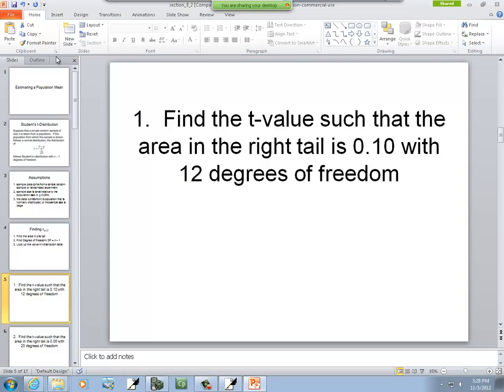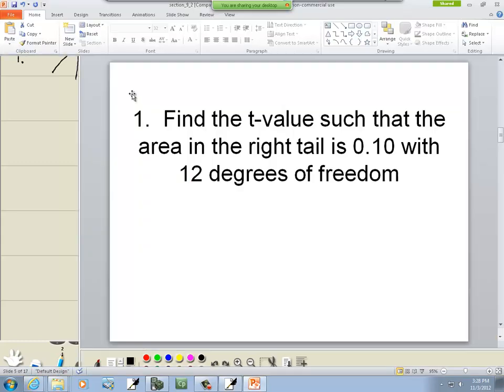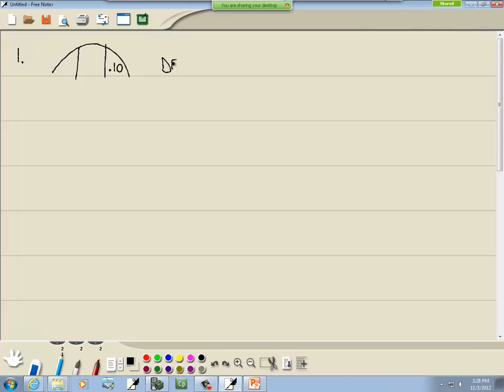It says find t-value such that area in the right tail is 10%. So we got our picture here. And here's our 10% with 12 degrees of freedom. So it tells us df is 12. Well, it's a little bit confusing because on some of these we'll be wanting this value, and some of them we want this value. Now you look it up in the table the same way.